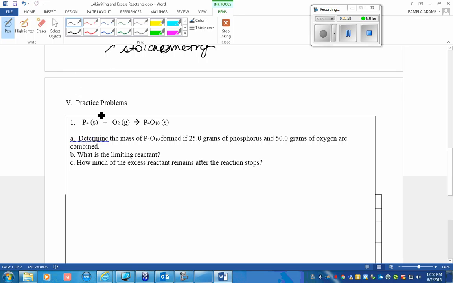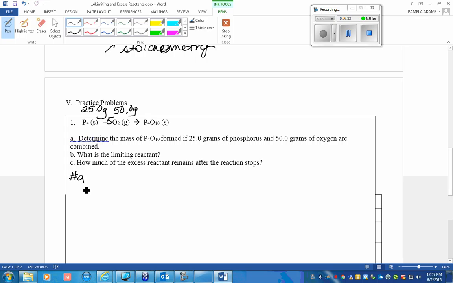Here is a word of warning to you. Make sure the reaction is balanced, otherwise you will get the wrong answer and it'll be really annoying. So you have seen that you start out with 25 grams of P4 and 50 grams of oxygen, and you need to figure out which one of these runs out, and when it runs out and stops the reaction, how much P4O10 is formed. So we do two side-by-side stoichiometry problems.